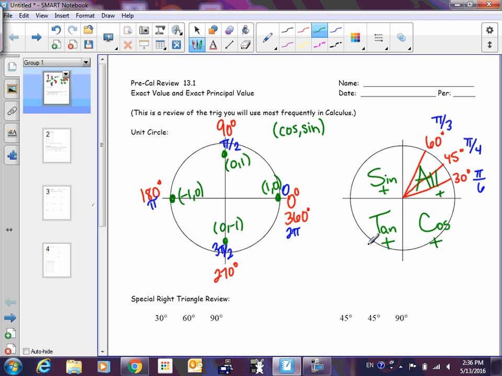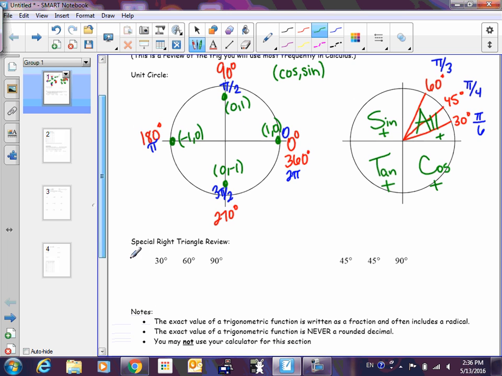Okay, now it took us a long time to learn this stuff, so I'm going through it pretty quick. But we're not going to be doing the hardest problems we ever did. Before we get to the next one, I do want to remind you guys of the special right triangles.